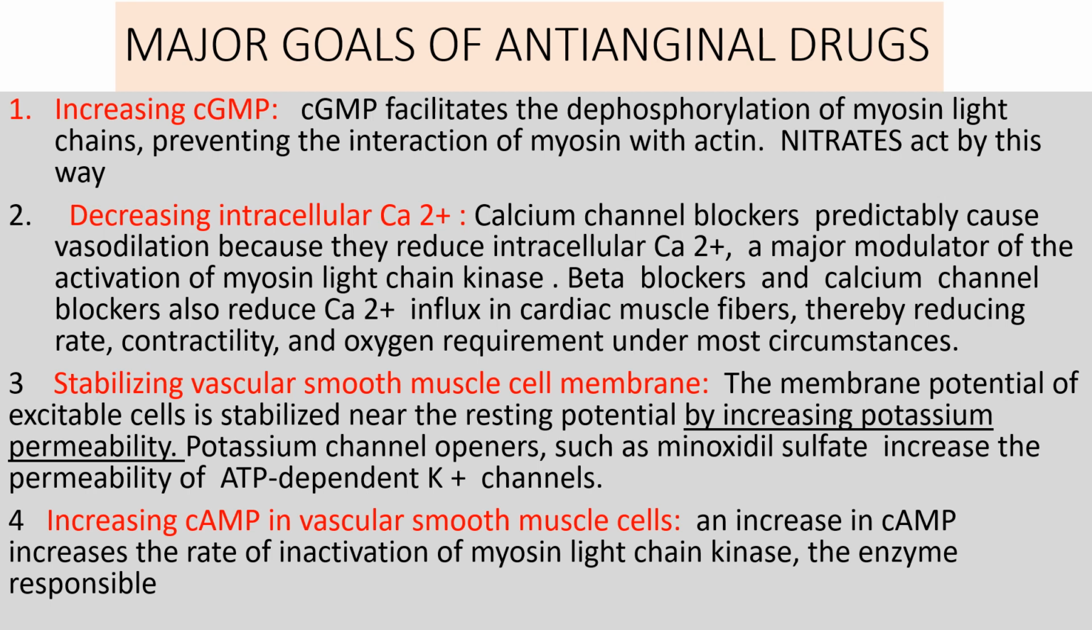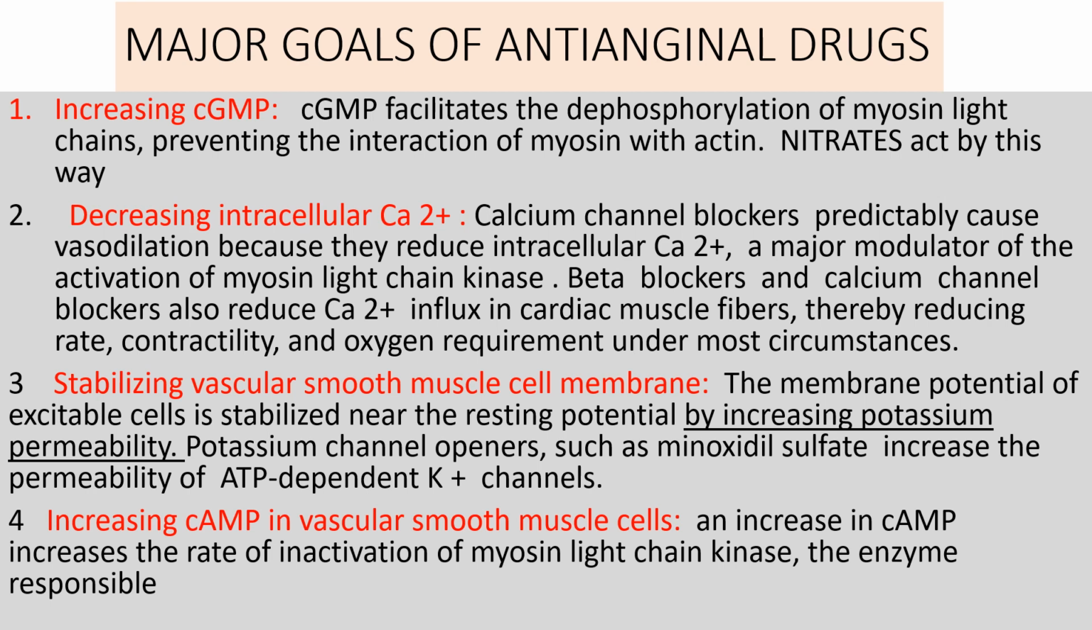Now what do myosin light chains do? Whenever actin and myosin overlap each other, they cause contraction. So by preventing phosphorylation, what are we doing? We are preventing the interaction of myosin with actin. Now what kind of drugs do this? Nitrates.